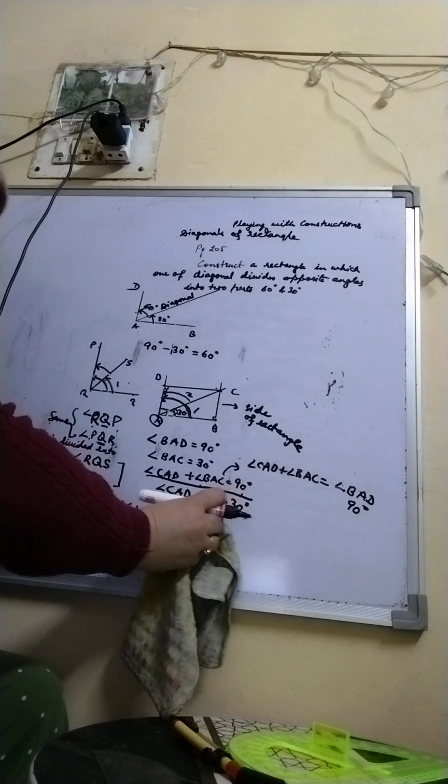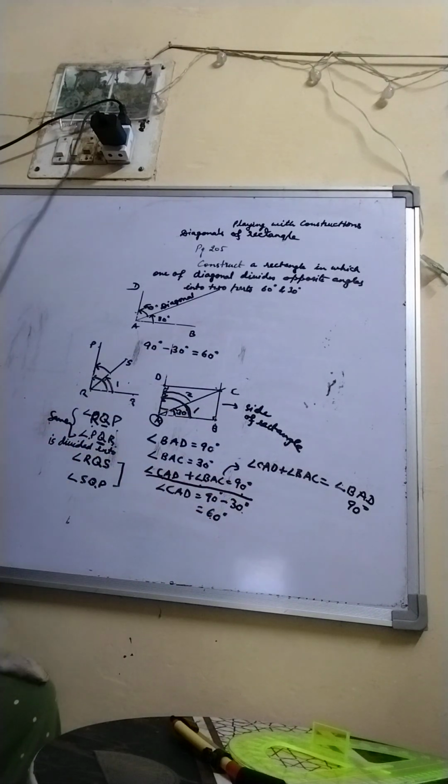So in this way you find the measure of one of the angles, leaving the other. So I think you would have understood how we find the angles.